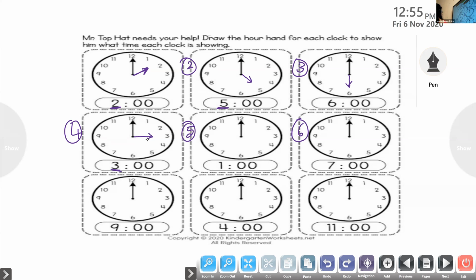What happened? Yadu is not able to unmute. Yadu? Ujjwal? Question number 5. Yes, ma'am. Fifth one. Where should the short hand be here? 1 o'clock. The time is given as 1. So the short hand should be at 1. Okay, good.